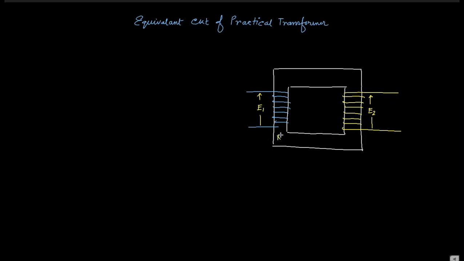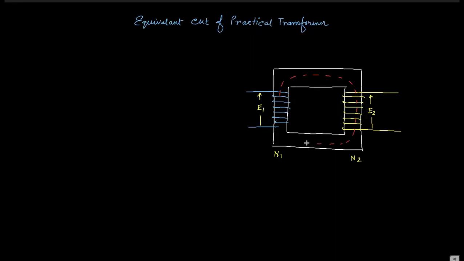If it has N1 number of turns and N2 number of turns, let me write it outside. If this is N1 number of turns and this is N2 number of turns, then due to some supply, current is flowing through it, and due to that some magnetic flux is induced in the primary side coil, and that flux is linked with the secondary side coil, and due to that E2 is induced.